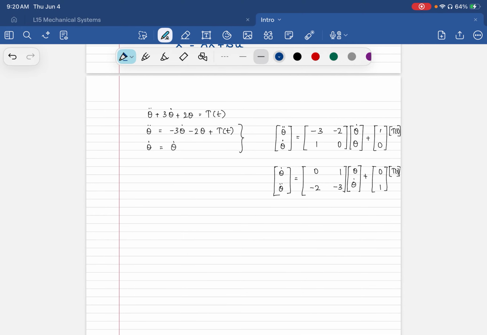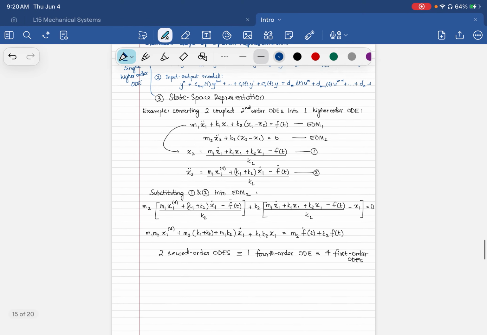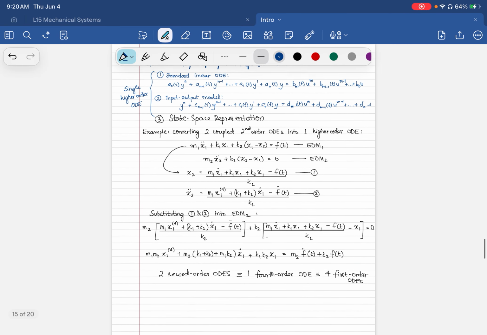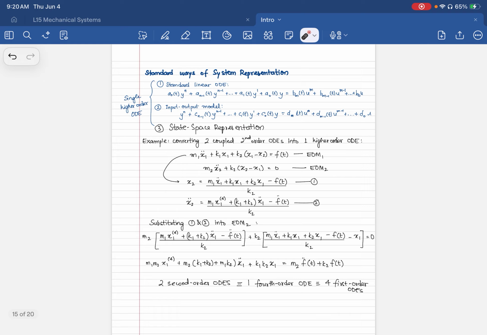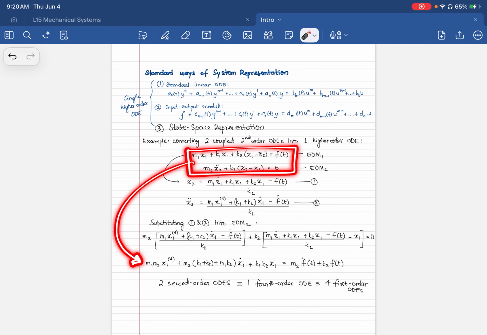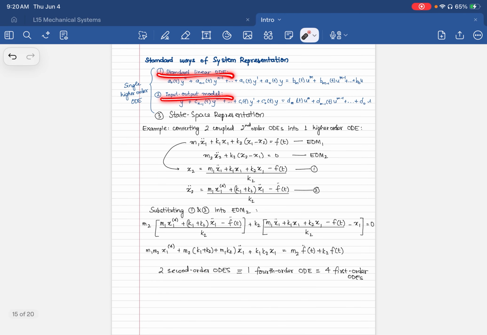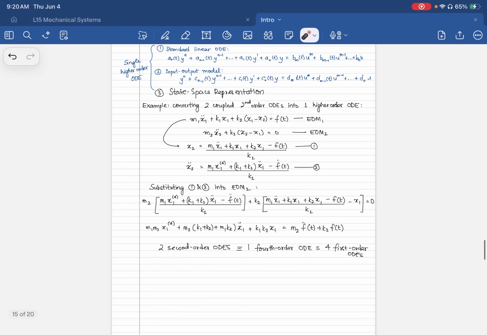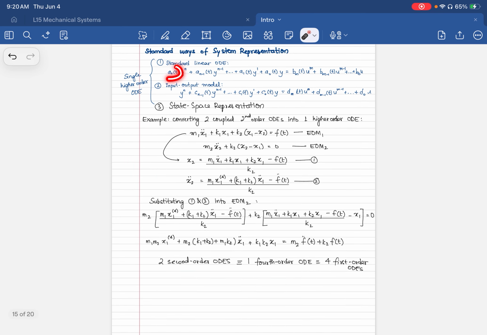Hello, everyone. In the last class, we looked at state space representations and standard linear ODEs and input output models, wherein you write down your multiple second order ODEs as one single higher order ODE. In this example, we had two second order ODEs that we then wrote down, eliminating one of those variables, so we then have one fourth order ODE. So that can be in the standard linear form or the input output model. And essentially, you are just replacing the first coefficient with 1 to get it in the input output model.